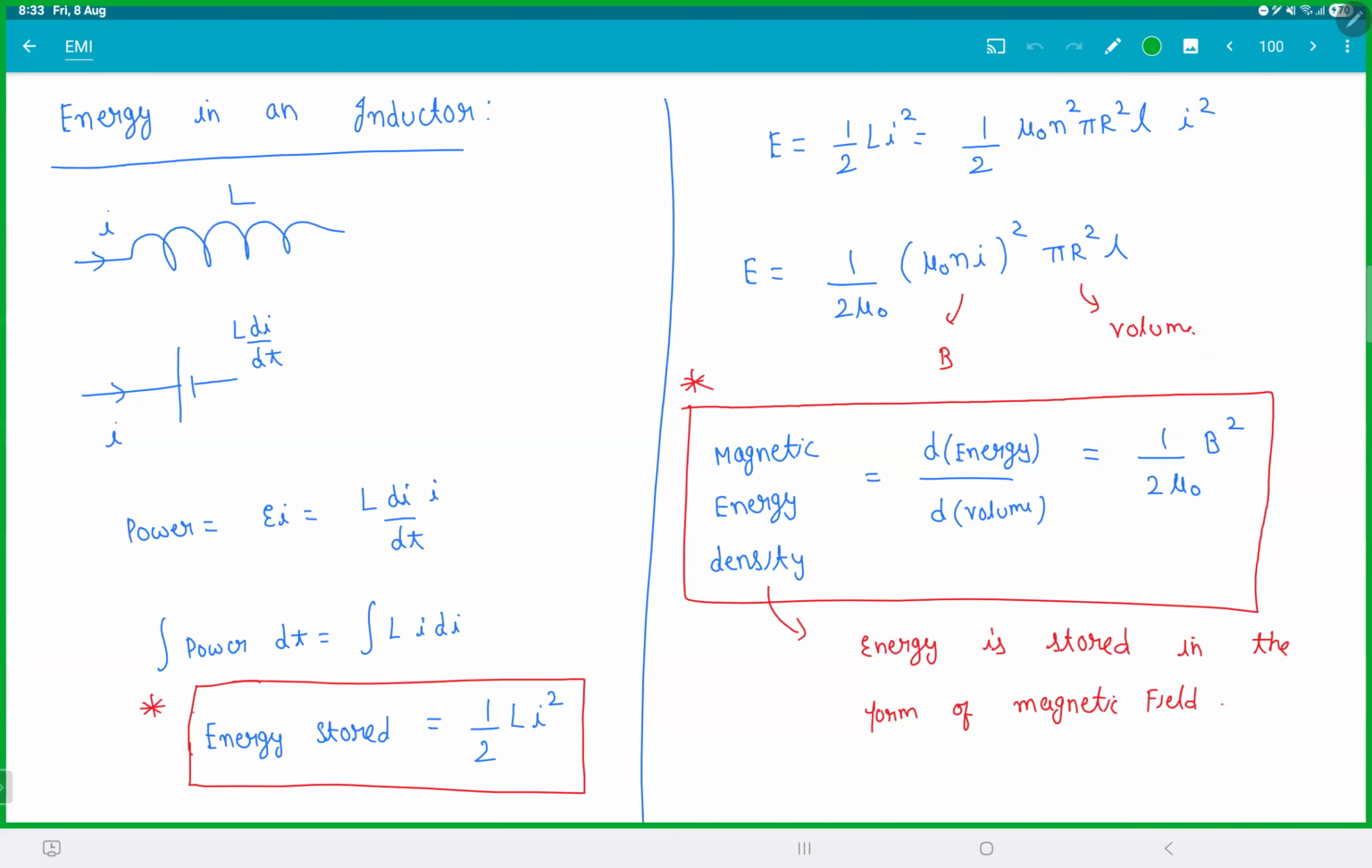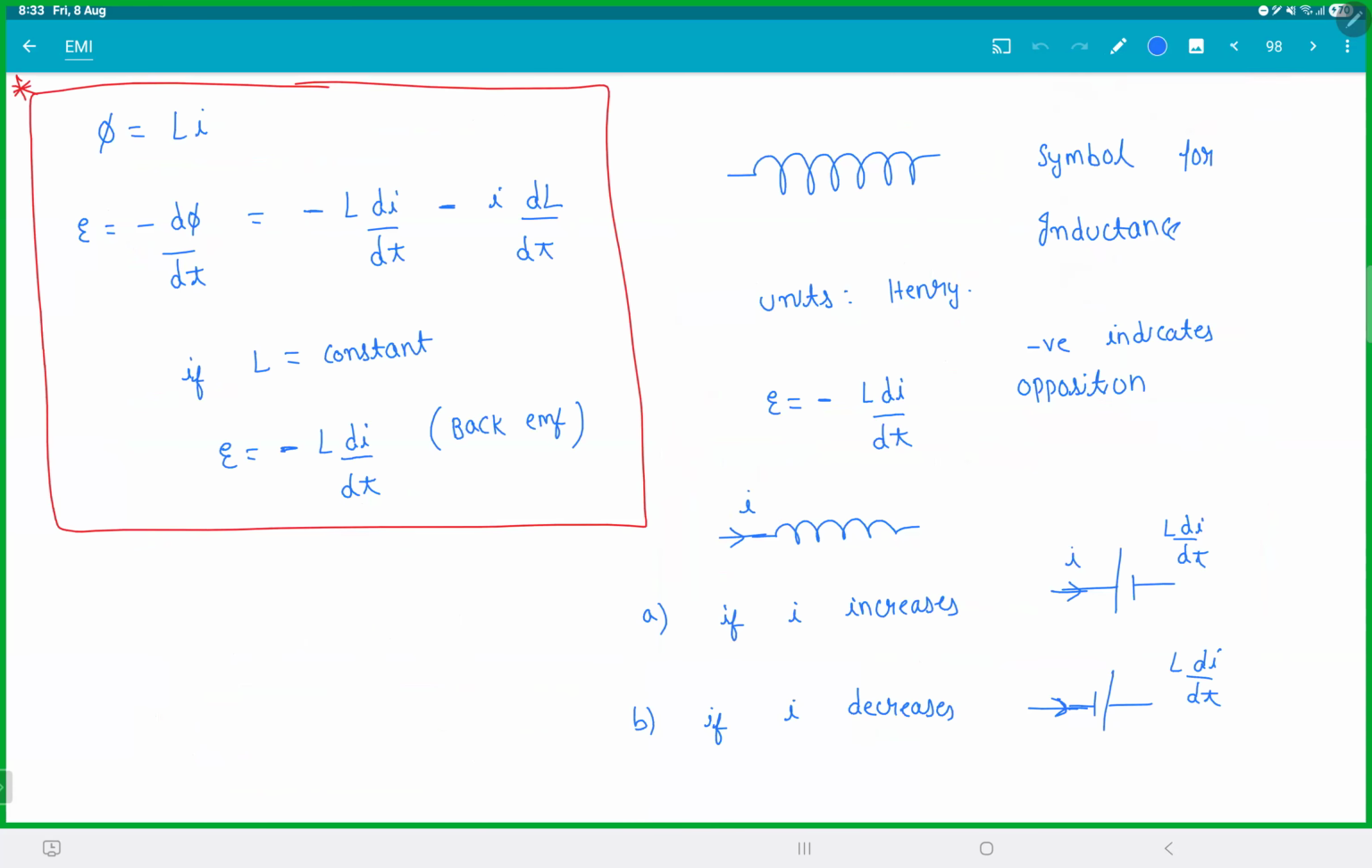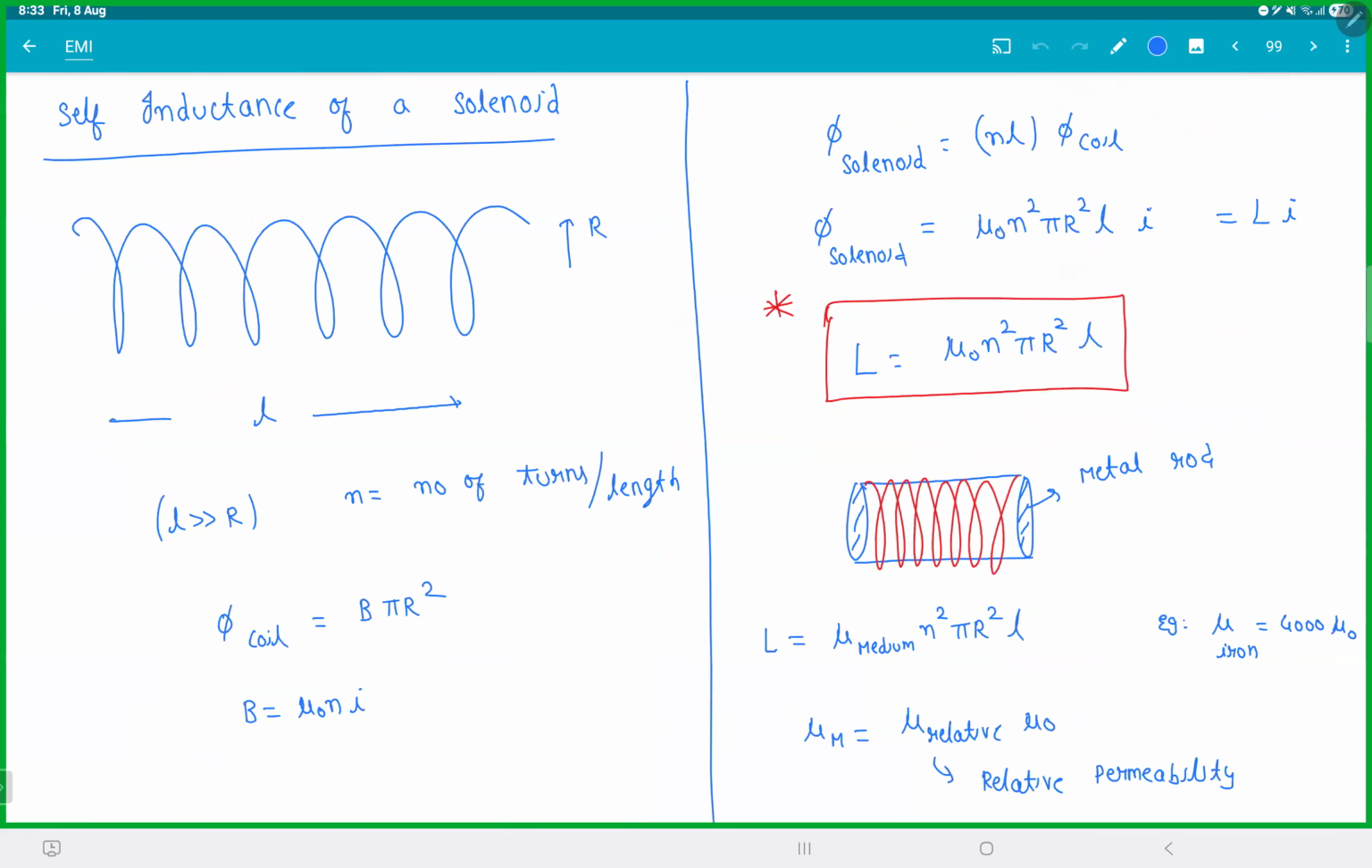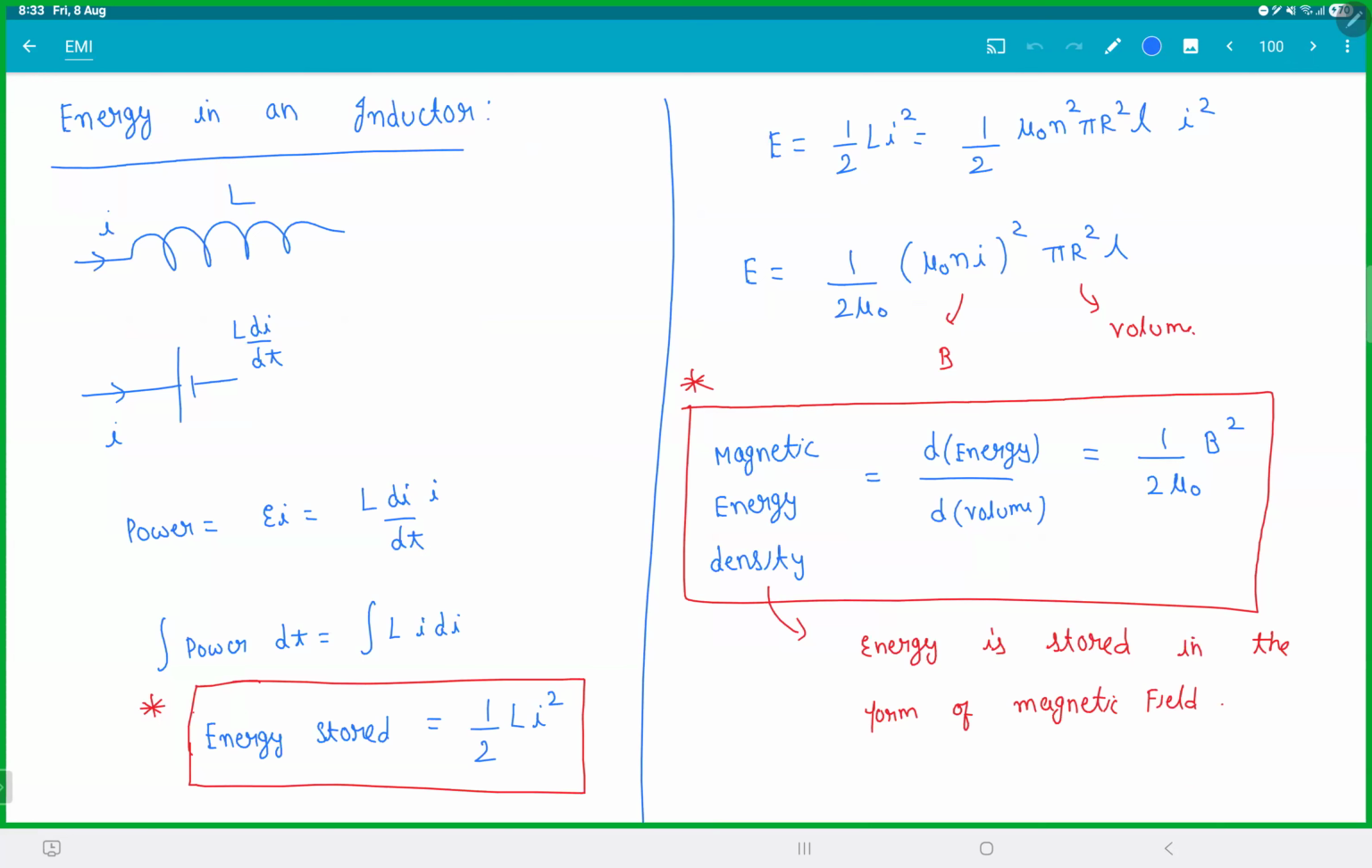Just to brief it up, last class we did flux equal to Li, and E is minus d phi by dt, where you got this back EMF. Hope everyone has gone through this. Then we defined the self-inductance of a solenoid, mu naught n square pi r square L. Then we defined energy stored and the magnetic energy density. So with this, we'll be checking out.